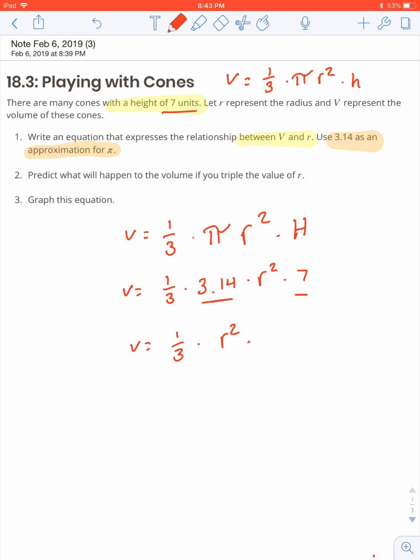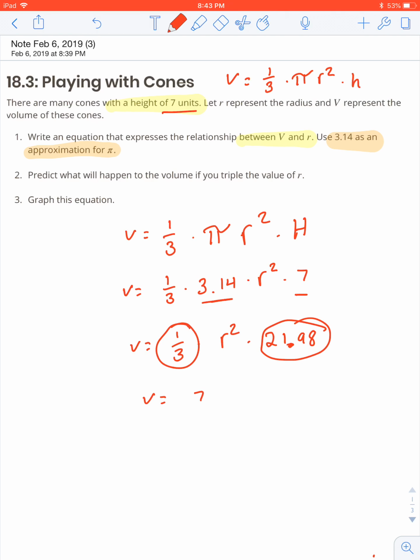volume is equal to 1/3 times our radius squared times that 3.14 times 7, which is going to give us 21.98, okay? Now, we're still not done yet, because we still need to take 1/3 of that. Now, in order to take 1/3 of it, if you guys recall, you either multiply by 1/3 or you can divide by 3. And I'm going to go ahead and divide by 3.